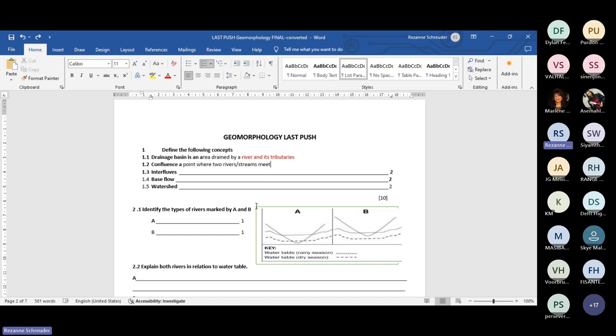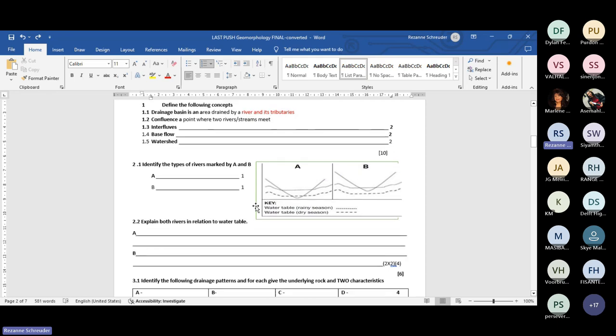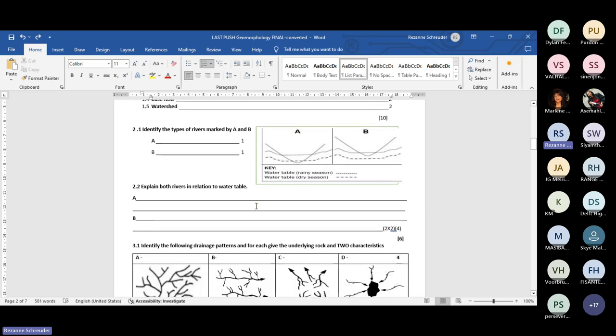Looks like Lisa Kanya. Then watershed, high lying area separating different basins. Well done. Right. Grade 12's question two is relatively easy. We have the permanent river and the periodic river. And then what I would like you to do now is explain both rivers in relation to the water table.